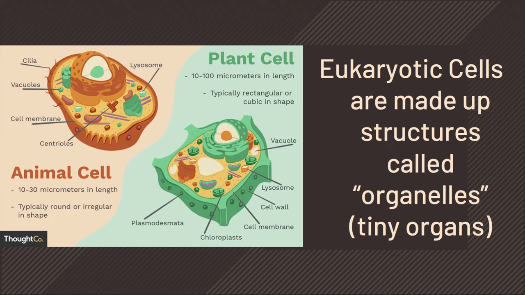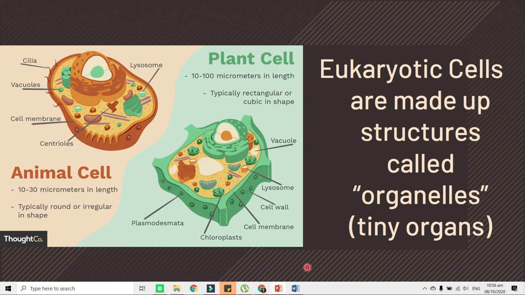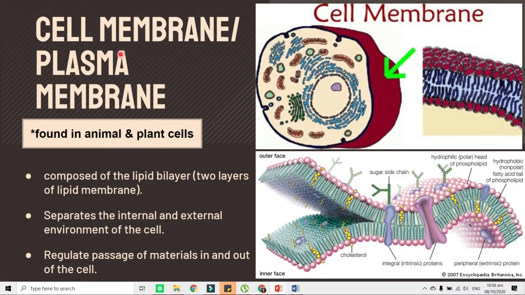It can be located in both animal and plant cells, or it can be located only in plant cells, or it can only be located in animal cells. So we will get to know that later. Now let us proceed to the first component or structure of the cell. We have the cell membrane, also known as the plasma membrane.